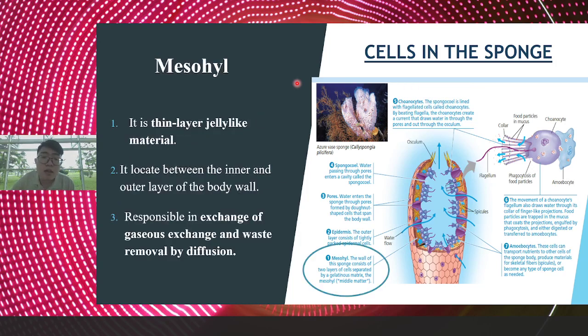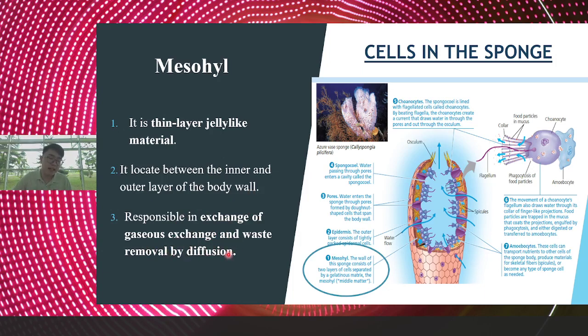Okay, and then another cell is called mesohyl. Okay, this one. I already circled this mesohyl. Mesohyl actually is the yellow color part yang awak tengok. Dia actually located at the dark yellow color part, not the light yellow color. So it is a thin layer of jelly-like material, and it is located between the inner and outer layer of the body wall, and the main function is gas exchange and then removing waste products.